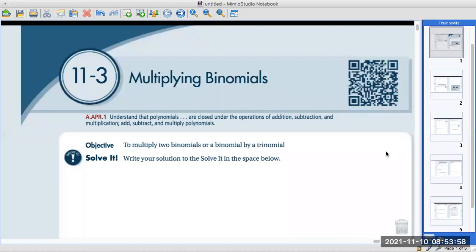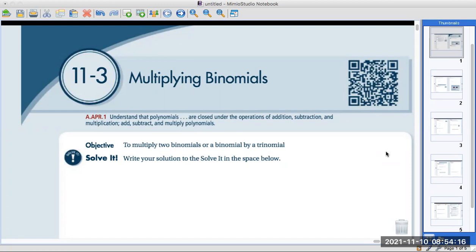Hello, everybody, and welcome to lesson 11-3, which is on your page 653. And it's multiplying binomials.